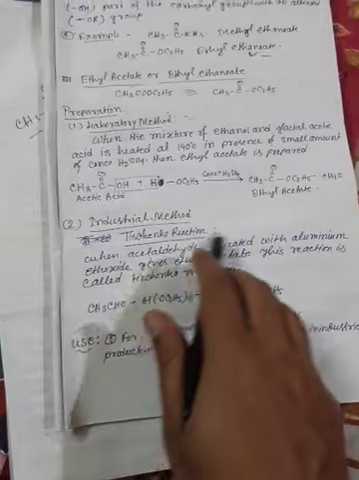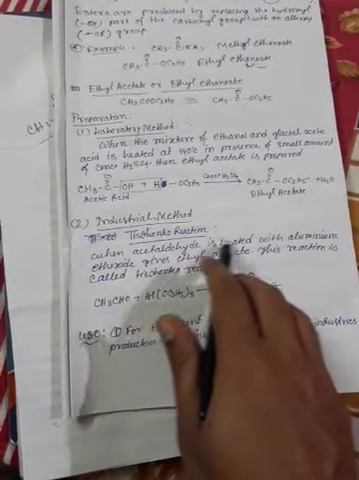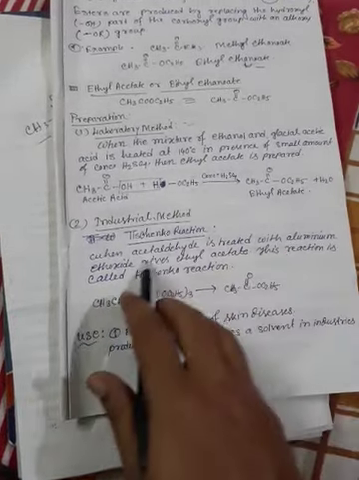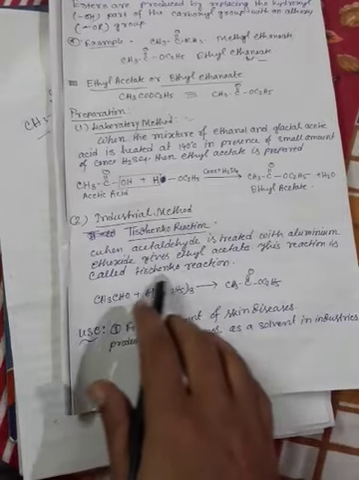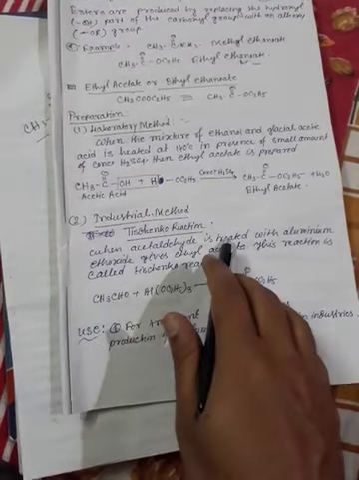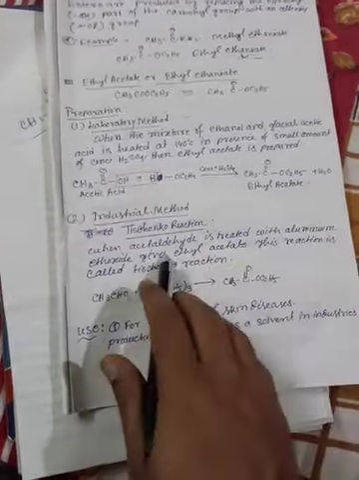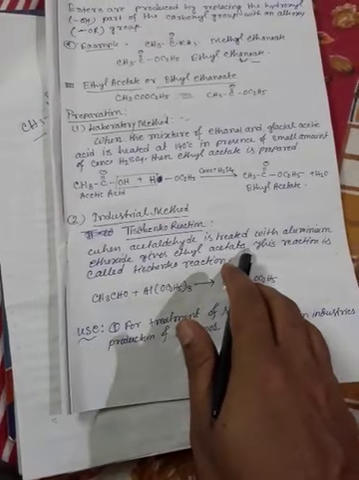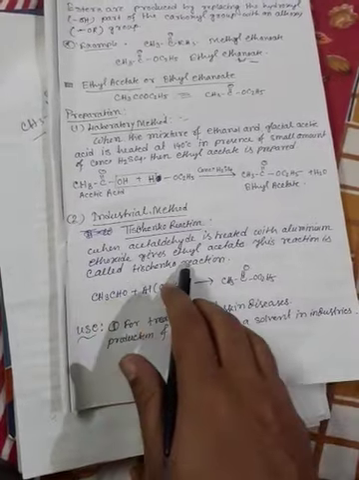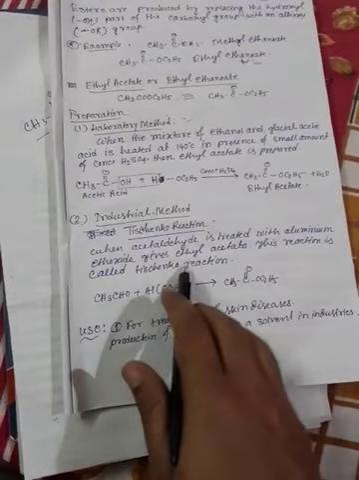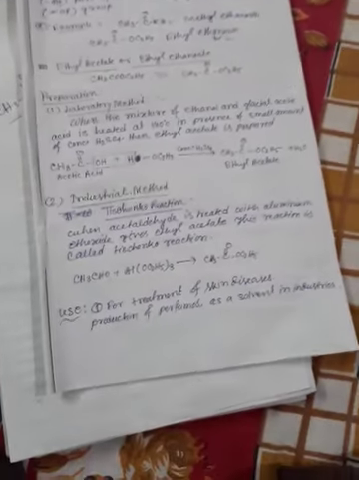The Tischenko reaction says that when acetaldehyde is treated with aluminum ethoxide, this one is aluminum ethoxide, it gives ethyl acetate. This reaction is known as the Tischenko reaction.